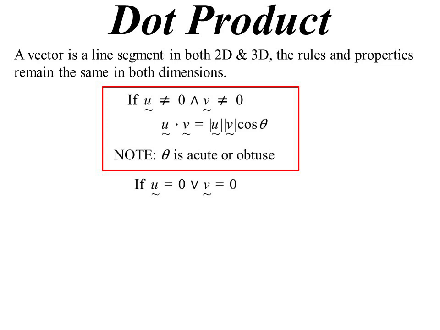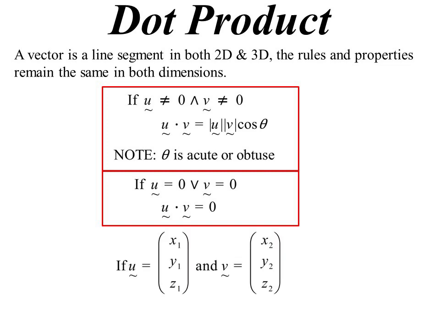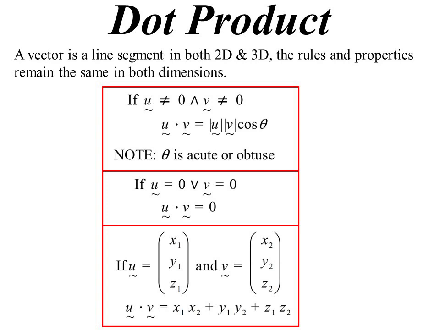But if one of them is 0, then the dot product will be 0. Makes sense. You multiply by 0, you get 0. So if I write them as column vectors, and now I am talking about 3 dimensions, then we know the dot product will be this. Very similar to the 2-dimensional one, but now we multiply the z coordinates together as well.